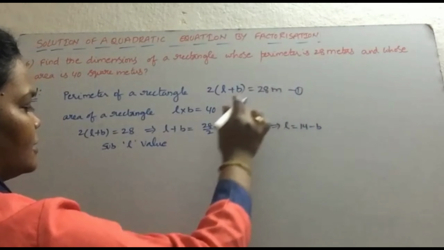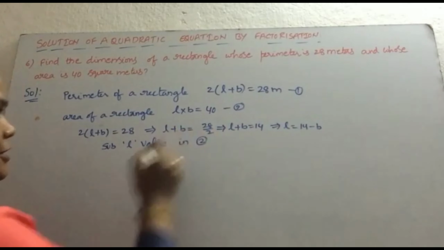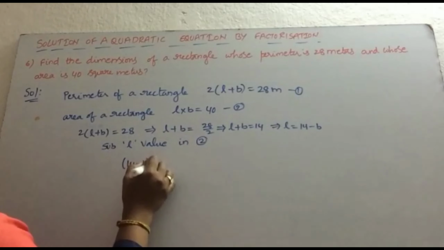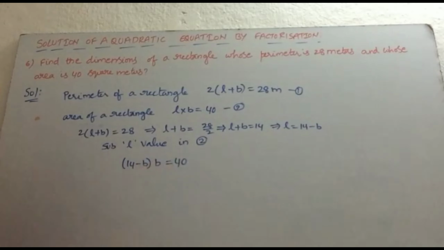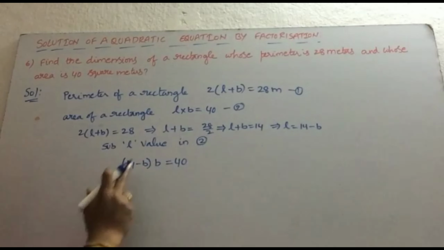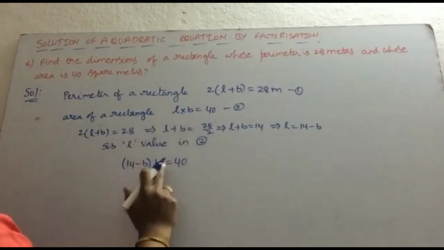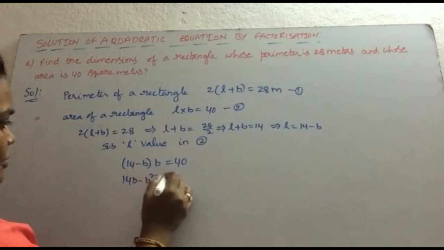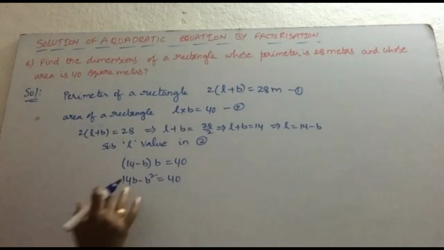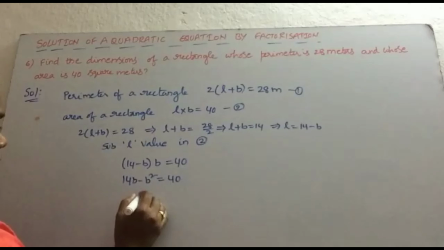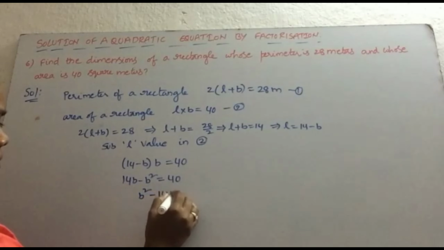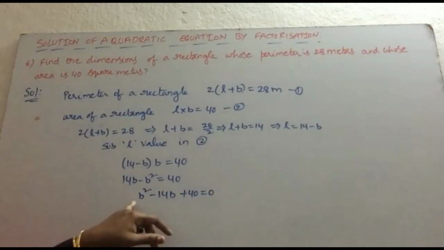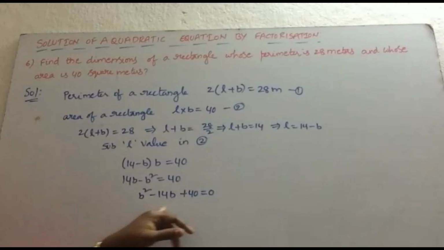I will take this as first and this as second equation. Now the second equation becomes (14 minus B) into B is equal to 40. Then 14B minus B square equal to 40. Now transpose this to that side: B square minus 14B plus 40 equal to 0. Now we will easily factorize this equation.